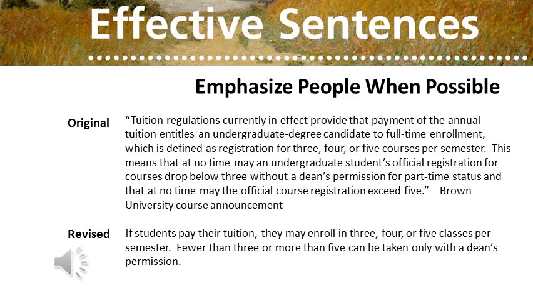And because the writer does not make students the subject of any of those sentences, the writer is forced to contort his or her writing in order to communicate what he or she is trying to do. So, the revised version, look how much clearer it is, and look how much shorter it is. If students pay their tuition, they may enroll in 3, 4, or 5 classes per semester. Fewer than 3 or more than 5 can be taken only with the dean's permission. That's it. That's all that all of those words are trying to say, and they don't even say it successfully. Again, be direct.